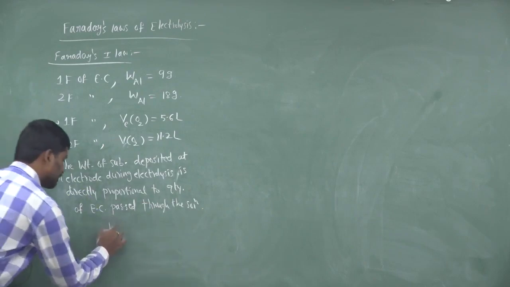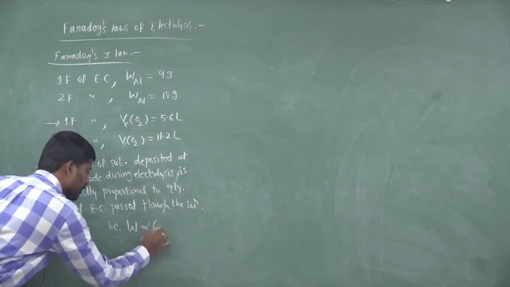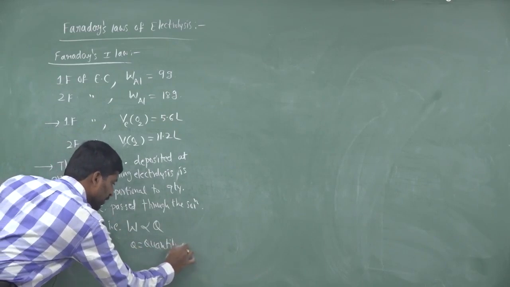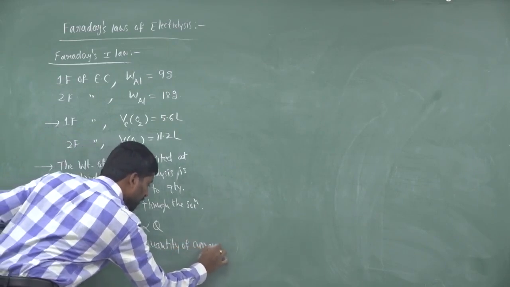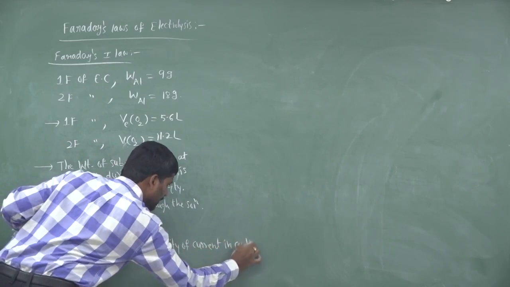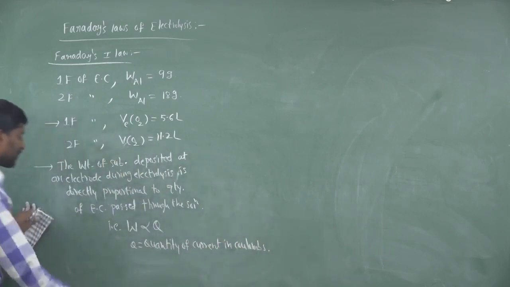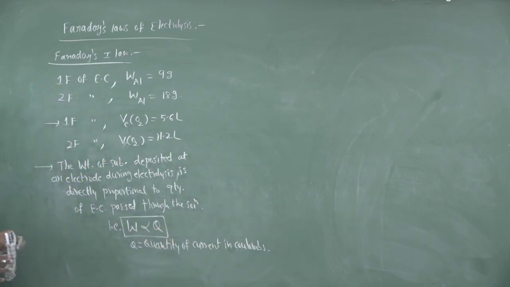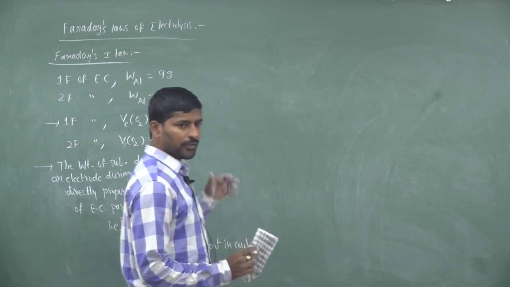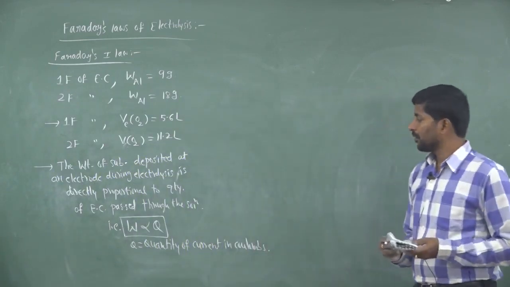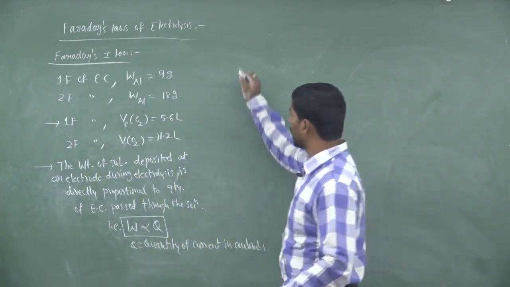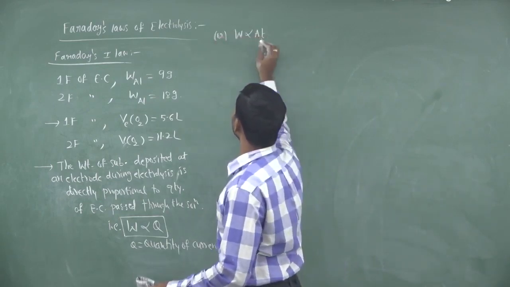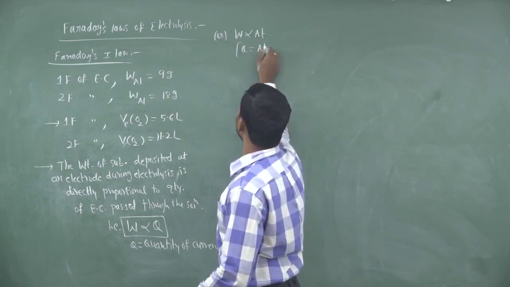That is, W is directly proportional to Q, where Q is the quantity of current in coulombs. So W1 by W2 is equal to Q1 by Q2 only. Okay. Or it may be written like this also: W is directly proportional to A into T, where Q is nothing but A into T.